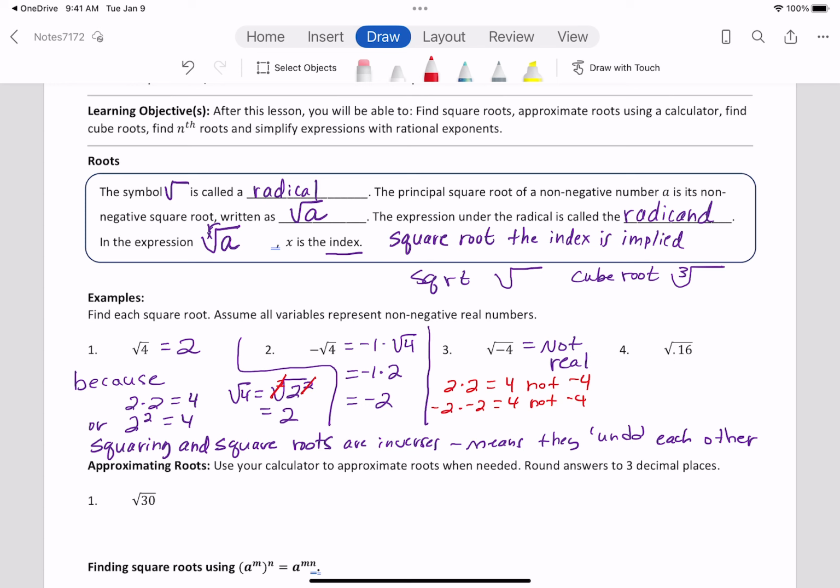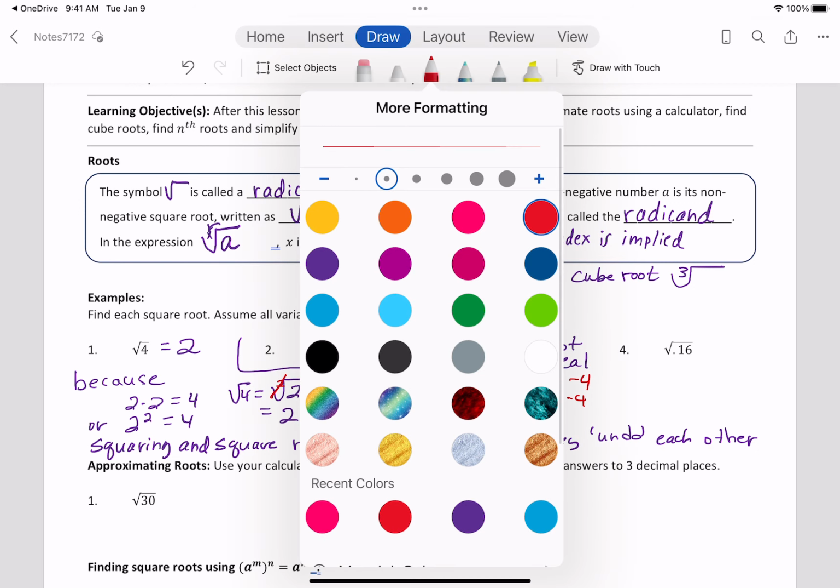So if you think to yourself, well, what if I multiplied 2 times -2? Well, that won't meet the definition of a square root. The square root is a number times itself. So it's something times an exact copy of itself. So if I have a negative under what we're going to talk about a little later, an even root, then the answer is going to be not real.